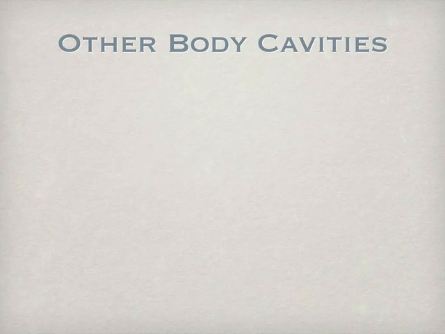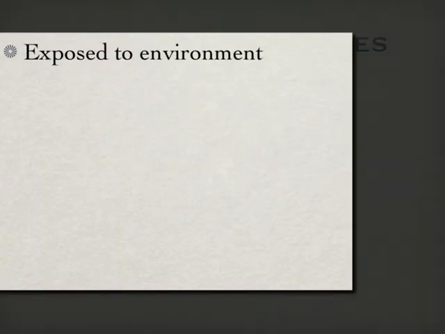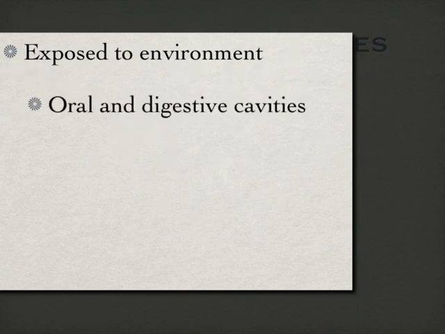Other body cavities we need to discuss. Some are exposed to the outside world and some are not. For those that are exposed to the outside environment, we've got the oral and digestive cavities. Of course, your mouth is open to the outside world. It's where you bring food in. At the other end, of course, we've got a rectum and an anus to eliminate feces.